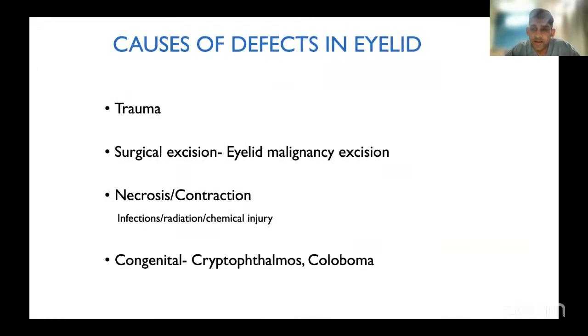Now, as we all know, eyelid defects can happen because of multiple causes. The most common eyelid defects that we encounter in practice are mostly post-traumatic, where there is an eyelid avulsion or tissue loss. Second most common is during an eyelid malignancy excision, where there is a contraction or necrosis of the eyelid tissue. It could be because of infection, radiation, or chemical injury. And many times you also see eyelid defects because of congenital cases.